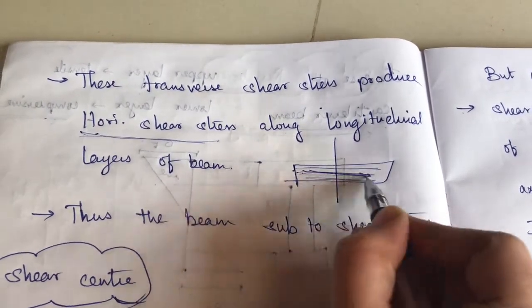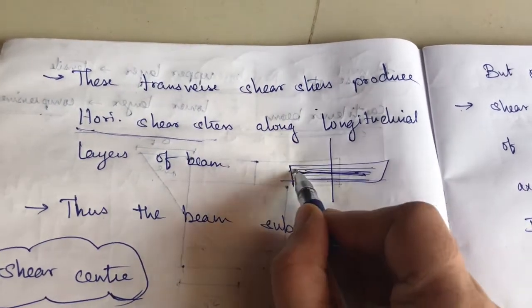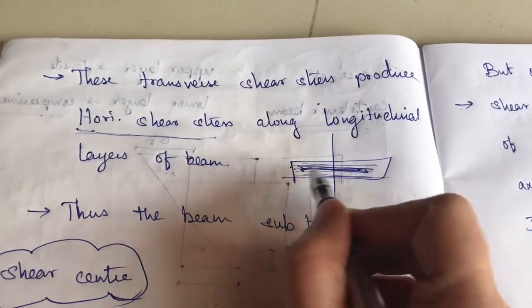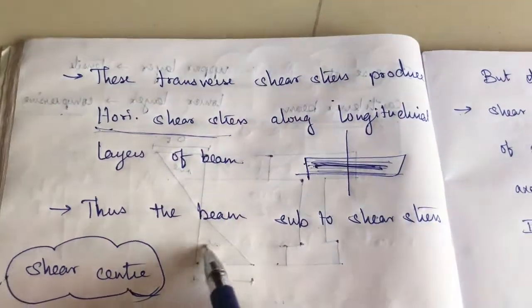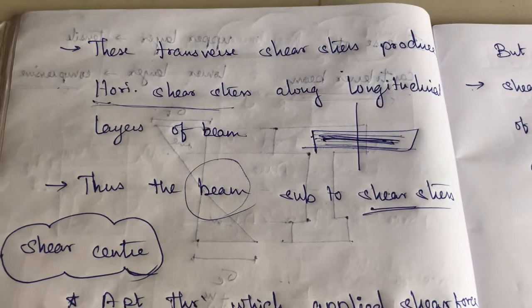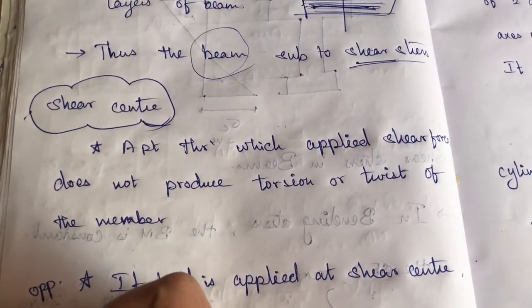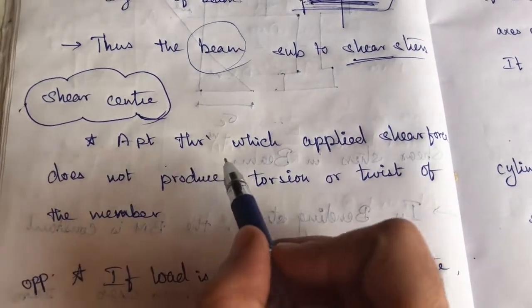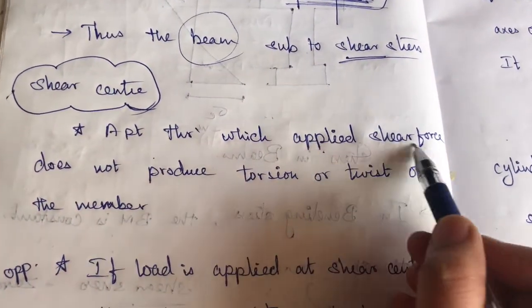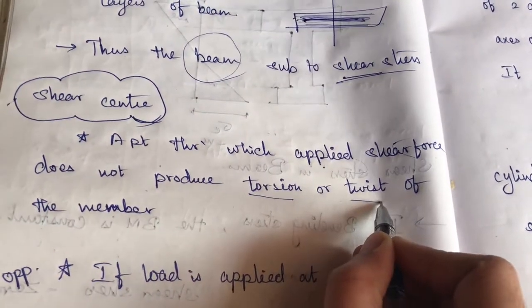So these are the layers of the beam, longitudinal layers. So it will produce horizontal shear stress along the longitudinal layers. So thus the beam will be subject to shear stress. So this is what the shear stress is. And the next one is shear center. A point through which applied shear force does not produce any torsion or twist.